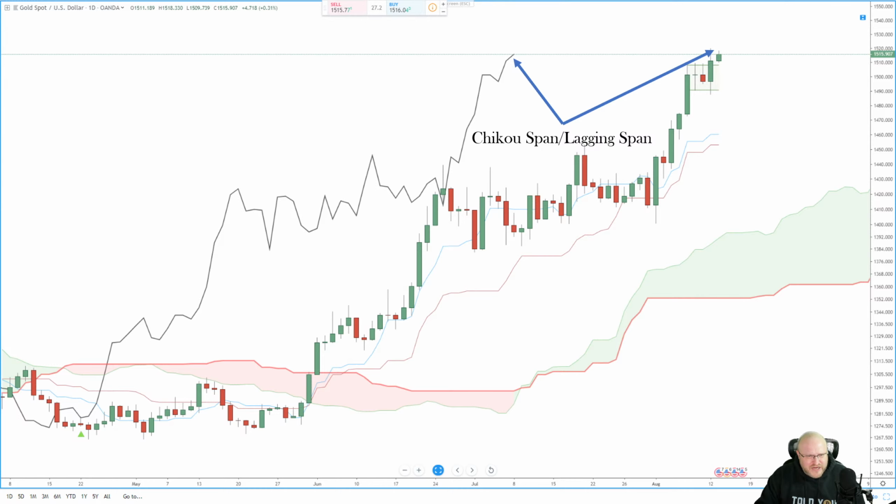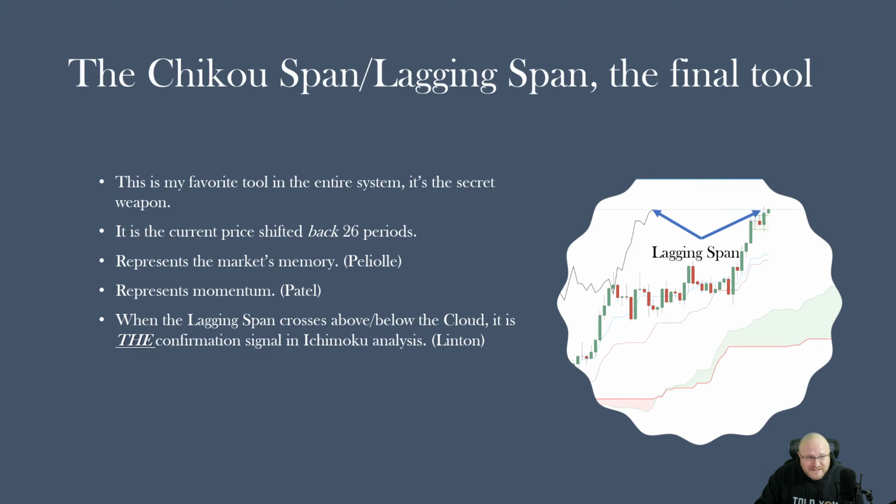So the Chiku span, lagging span, it's that floating line behind price that just seems like it doesn't belong there. But all it is, it's the current price shifted back 26 periods. That's it. It's not the highest high. It's not the midpoint of the highest high or the lowest low or anything fancy. It is just a mirror image of the current price shifted back 26 periods.